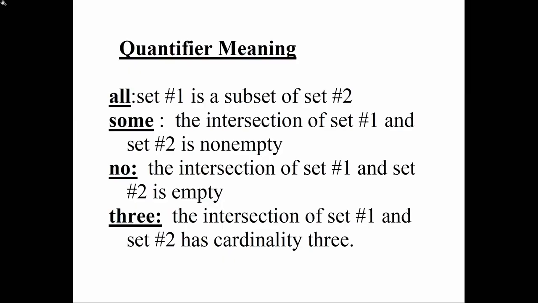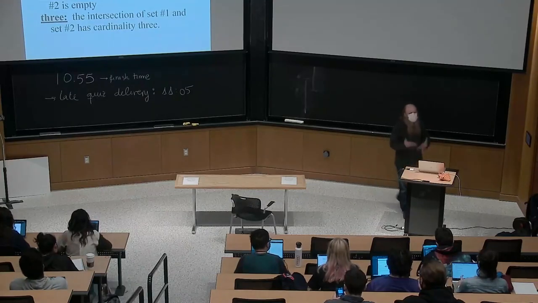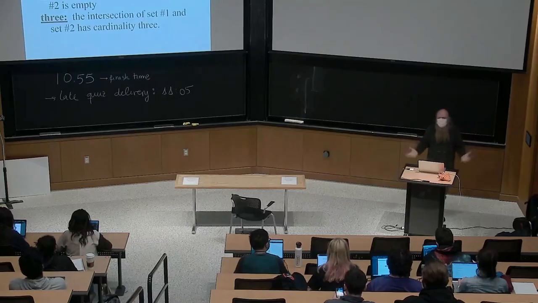Some says the intersection of these sets is not empty. No says the intersection of these sets is empty. Three says if you look at the intersection of these sets, you will find three things. It has cardinality 3. Yeah. That's the kind of meaning that a quantifier has.